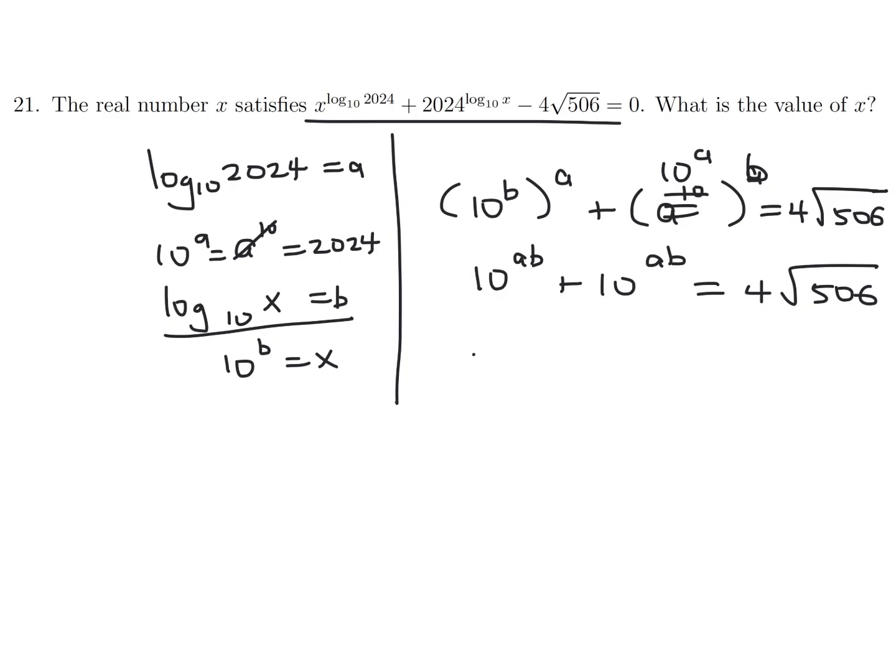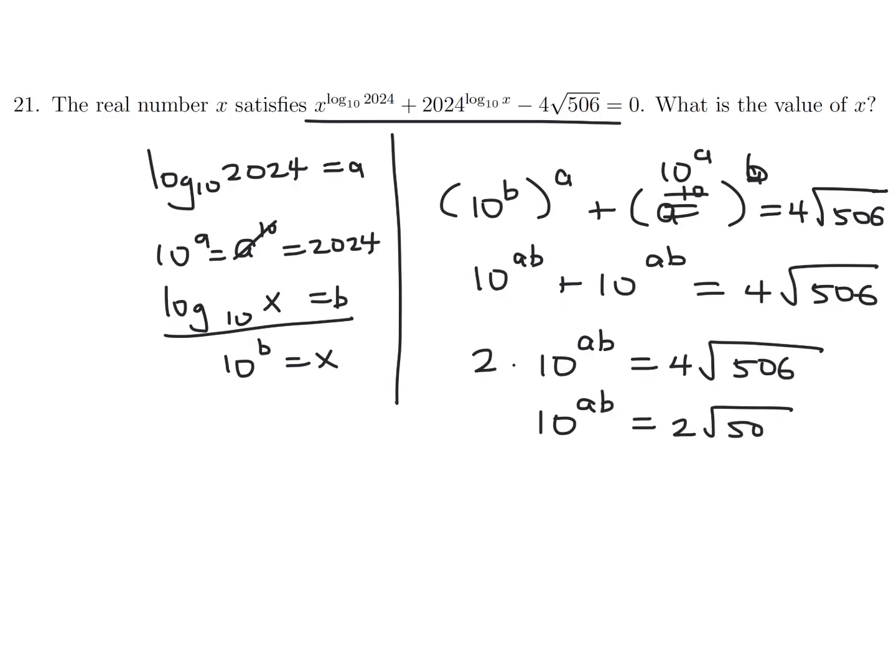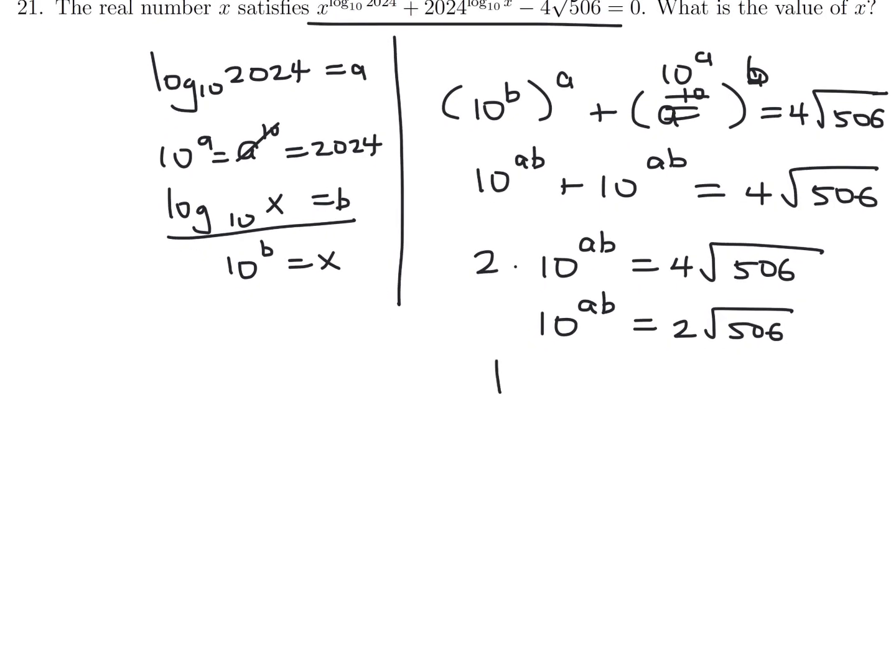Okay, so then that becomes 2 times 10 to the power of AB is equal to 4 root 506. Is there anything we can do here? Well, the only thing I can think of is just divide through by 2. Okay. So at this point, what happens? I think I have to use logs. I have no choice. So I have to take the log, and I'm using base 10 now. I won't put in the 10, just assume it. So we got that is equal to log.